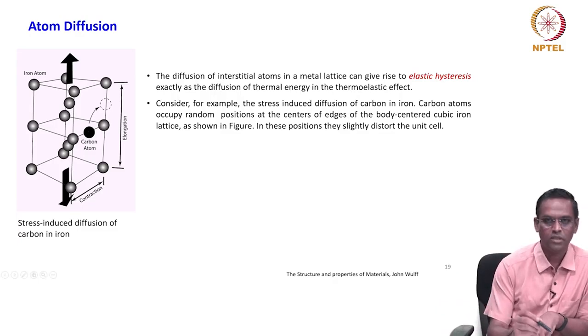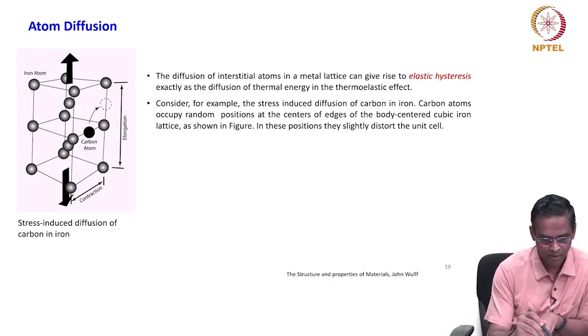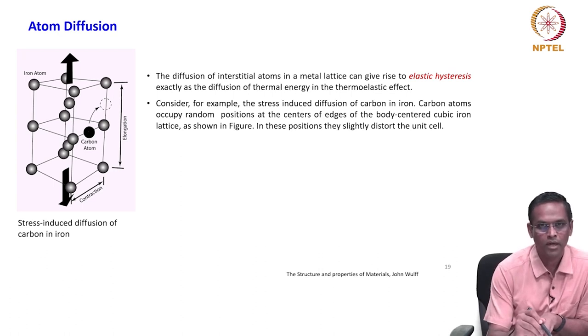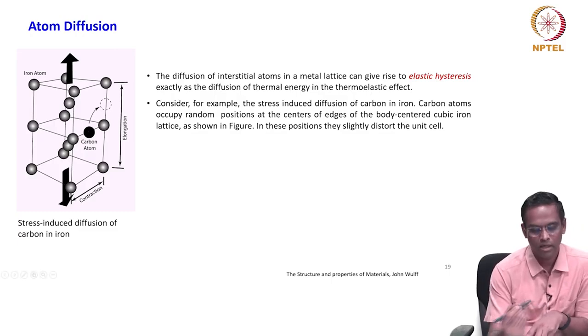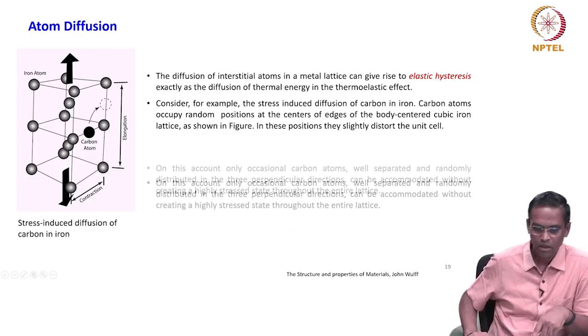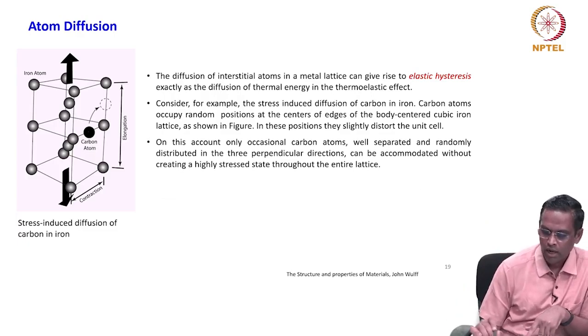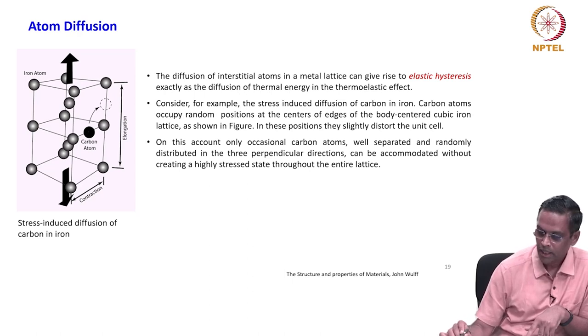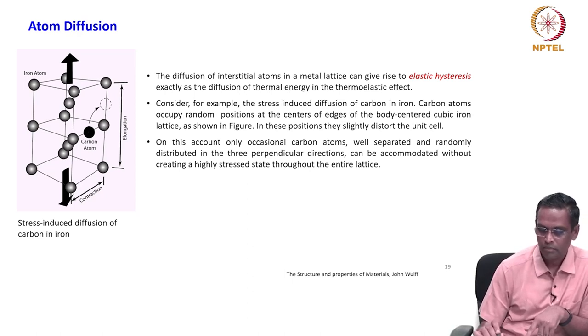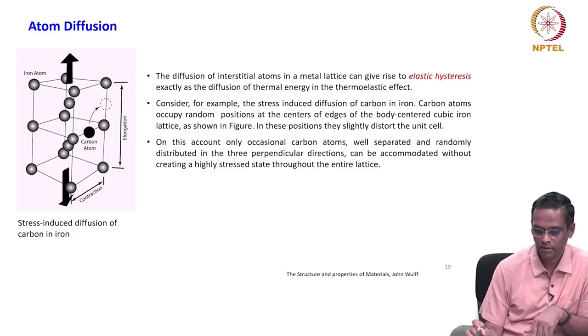So, of course, when you have any foreign atom which sits there in the interstitial positions, then it will try to distort a little bit. On this account, only occasional carbon atoms, well separated and randomly distributed in three perpendicular directions, can be accommodated without creating a highly stressed state throughout the entire lattice. Okay.